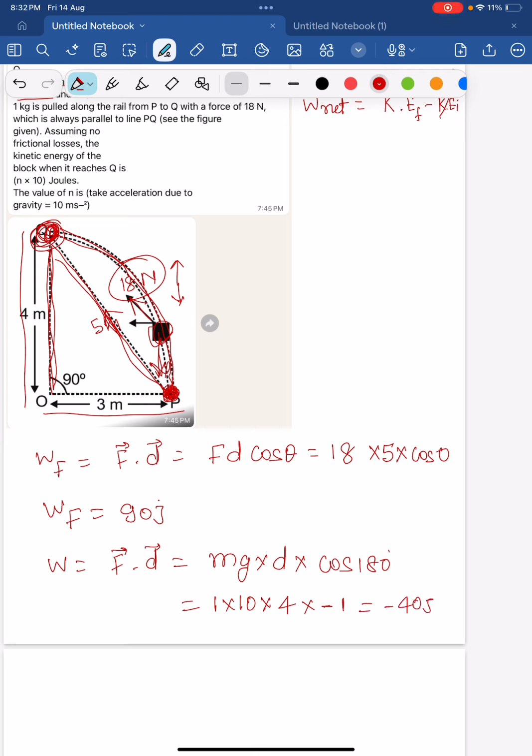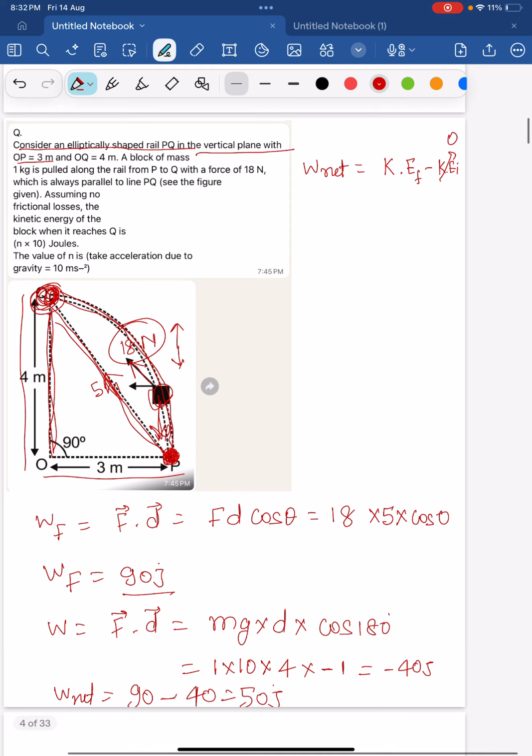So net work done will be equal to work done by this force, which is equal to 90, and minus 40. So net work done is 50 joule. So now we will put the value of 50. So final kinetic energy is equal to 50 joule. So we have to find the value of n. So n will be 5. This is the answer.